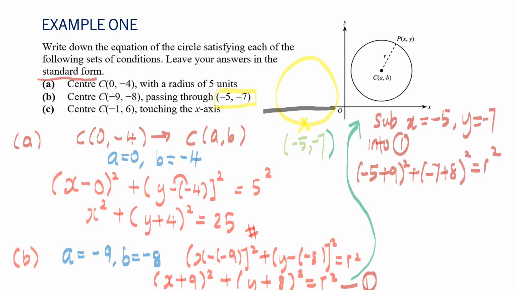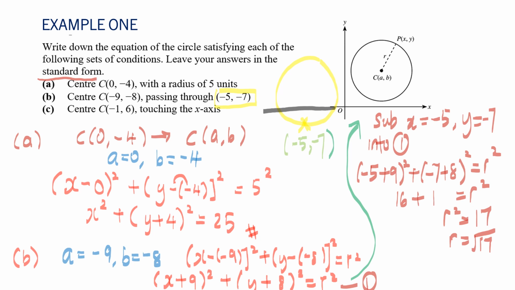Our purpose here is to find the value of r. You can just use a calculator to work that out. I don't have a calculator, never mind. That will give me 16 plus 1 squared, which is 1, gives you r squared. So r squared is 17. So r is square root 17. So the radius is square root 17.